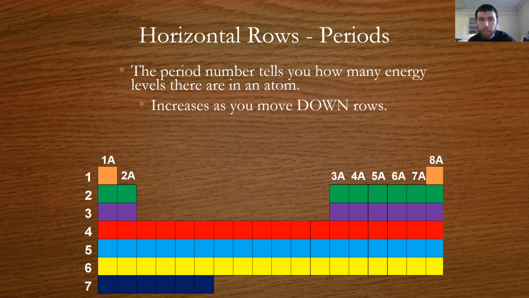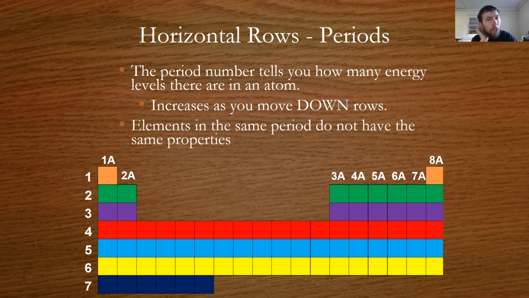So row 1 has 1 energy level. Row 2 contains 2 energy levels. Row 3 contains 3 energy levels. Row 4 contains 4 energy levels. Row 5 contains 5 energy levels. Row 6 contains 6 energy levels. Row 7 contains 7 energy levels.